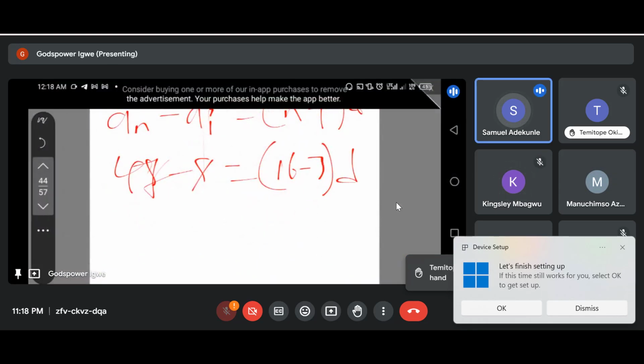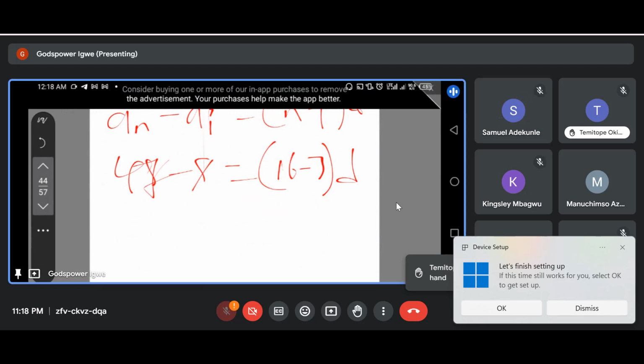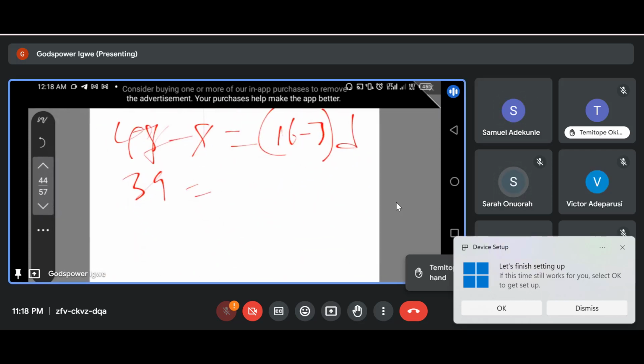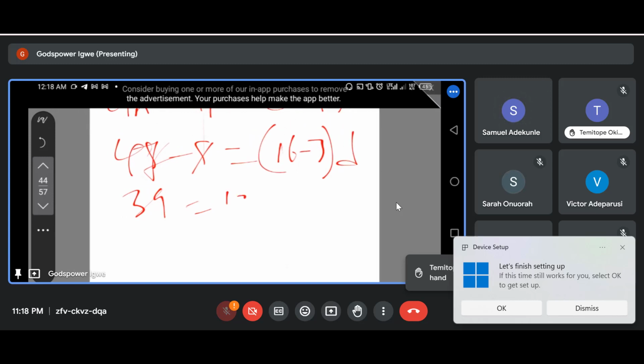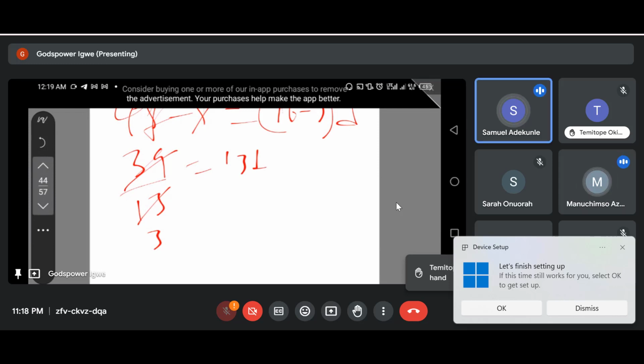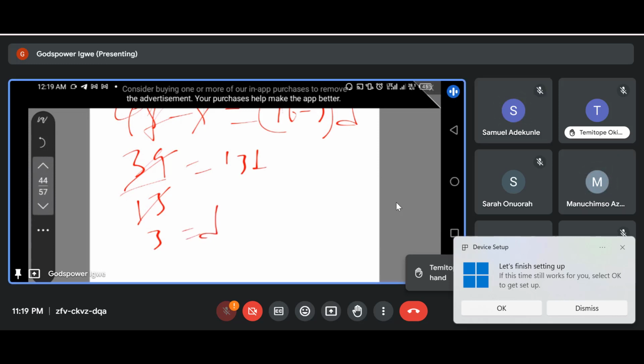Somebody is talking, but we cannot hear you. The voice is very low, I guess. 47 minus 8 is going to give us 39, if I'm not mistaken, right? Yes, sir. And then 16 minus 3 is going to give us 13. If we divide both sides, this is going to give us 3 times 13. Yes, so this is d.